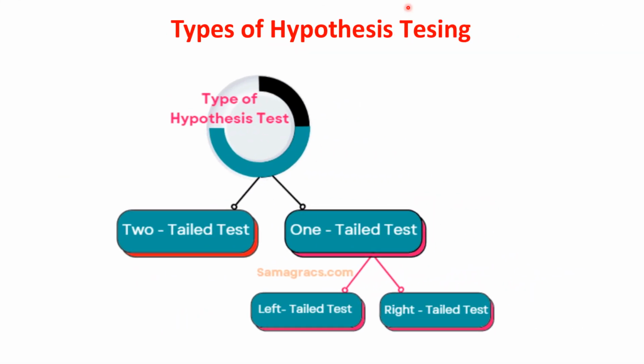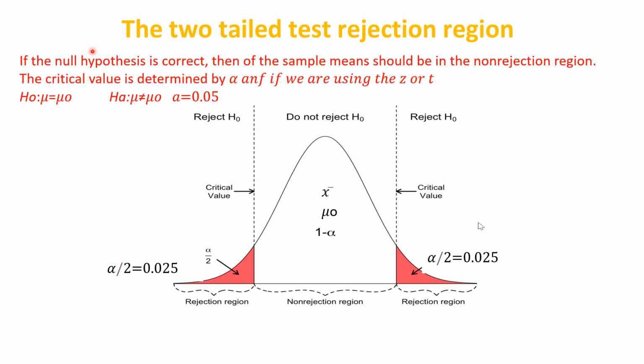What are the types of hypothesis testing? There are two types. One is a two-tail test. The second one is a one-tail test. Again, the one-tail test is divided into two parts: left tail test and right tail test. So here is the two-tail test with the rejection region. We have to calculate Z or T depending upon the number of samples, and we have to assume that between population and sample there is no change. That is, the null hypothesis: mu equals mu zero, sample mean equals population mean.